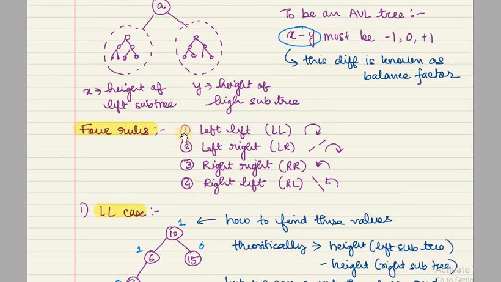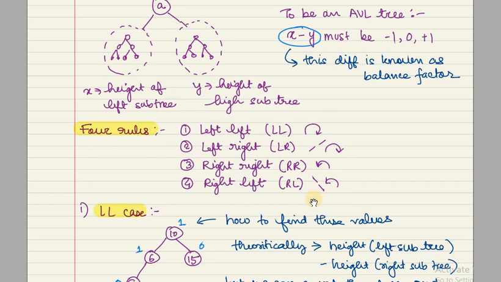Okay, so here we have left left, which is LL, which is left right, which is LR, and so on, just the abbreviations. So if we have a left left case, then we are going to do a right rotation. If we have a left right case, then we have to make it left left and then make a right rotation. If we have right right case, then we do a left rotation. If we have a right left case, we do a right right and a left rotation.